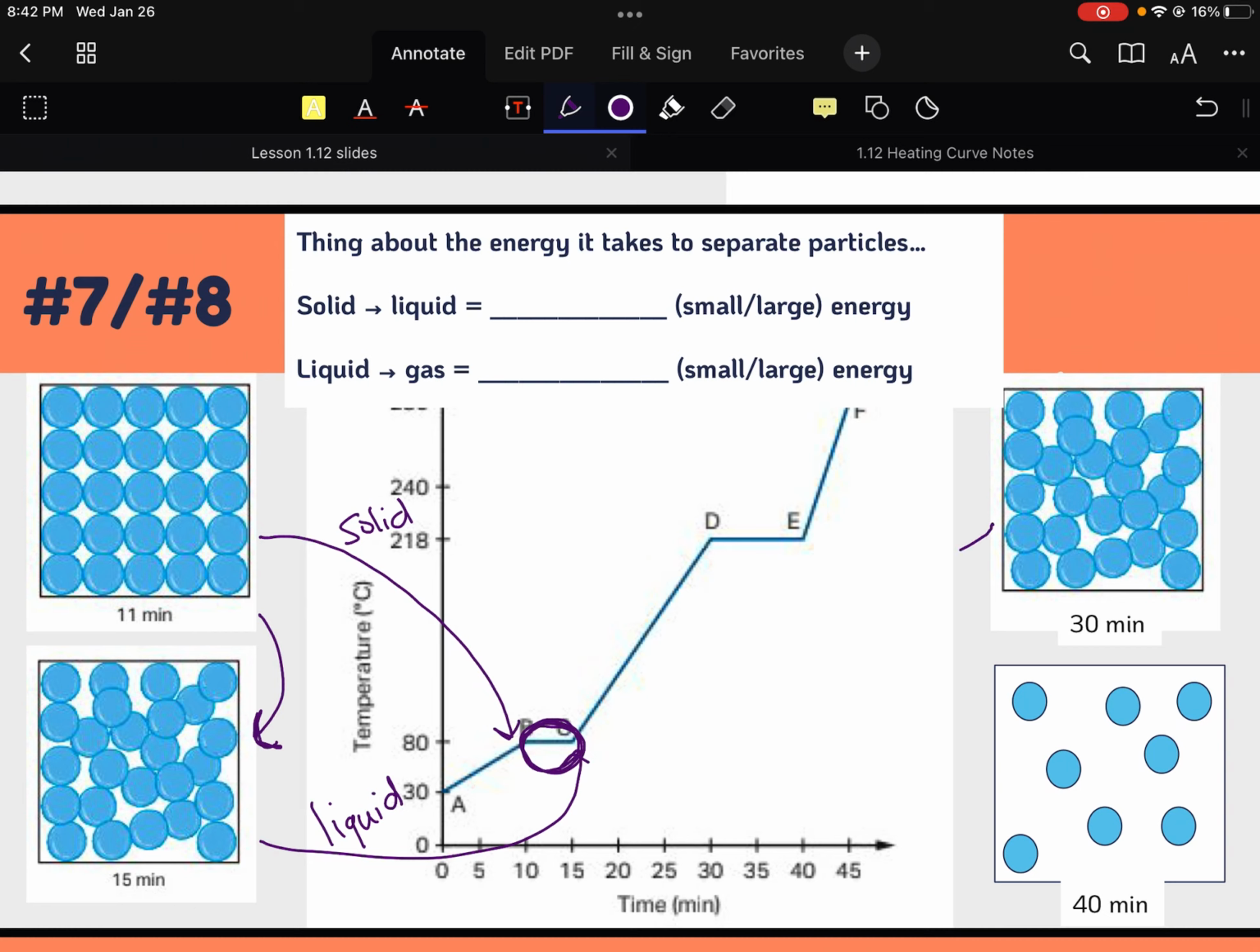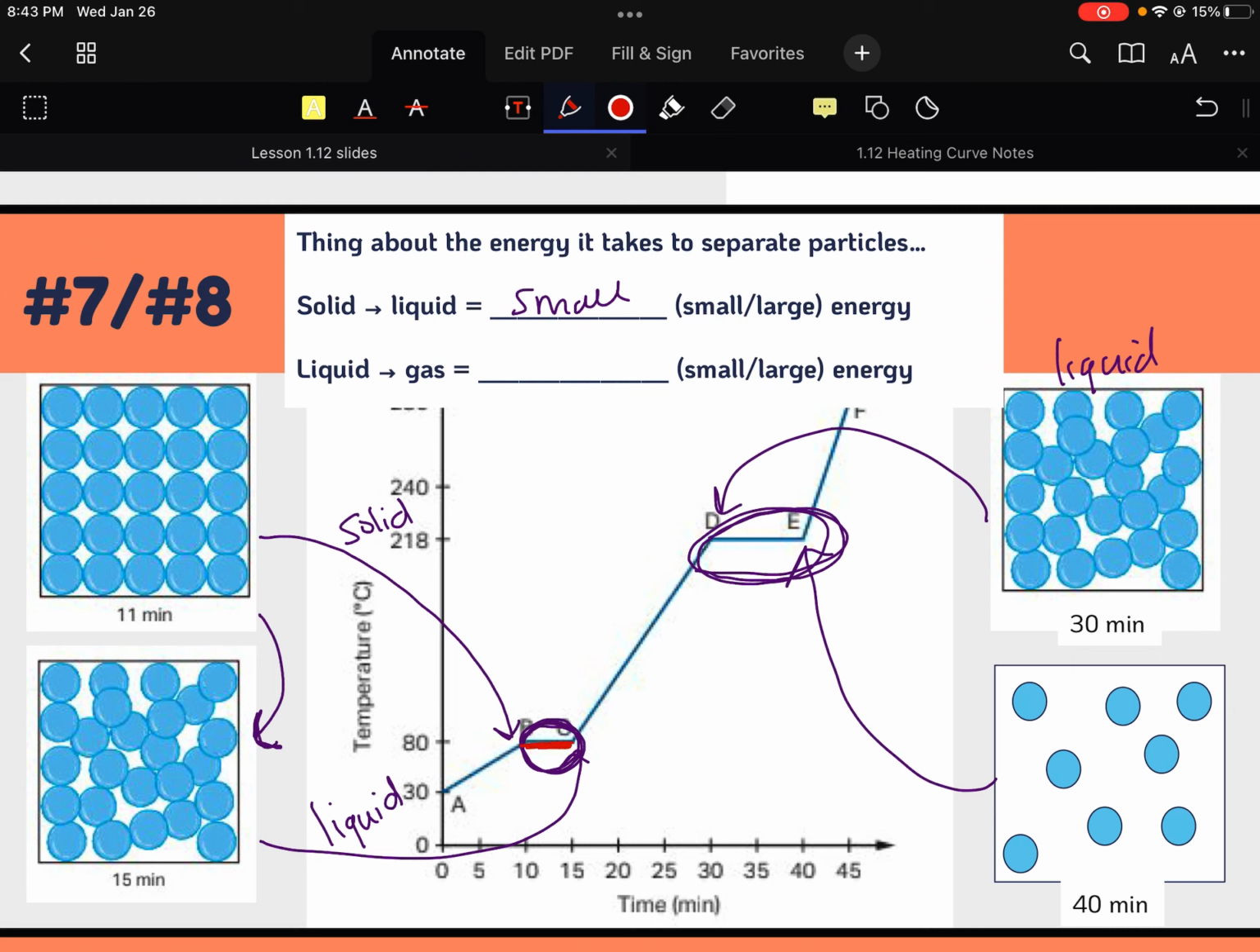When I compare these, let me draw it above so it's not going to get confusing. These two particle diagrams, right? I have a liquid here. And then over this time frame, this amount of energy, it has a longer segment. So in order to go from a solid to a liquid, we have a small amount of energy because my line is pretty short.